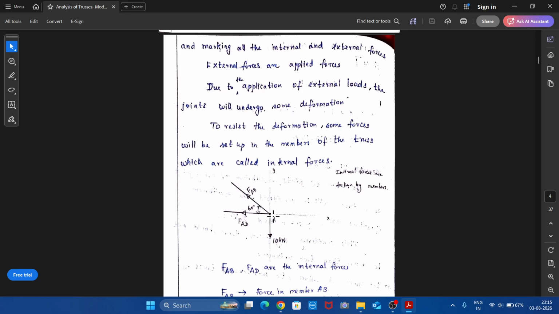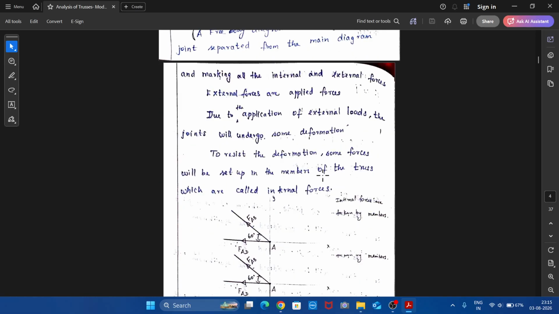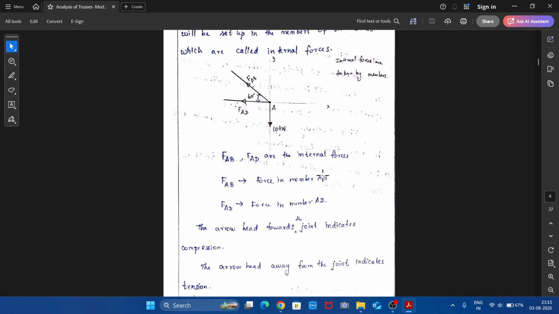We can easily remember like this: forces which leave a joint are considered as tensile forces and forces which act towards a joint are compressive forces. For unknown forces, it is better to assume tensile, so they should leave the joint. So we are assuming FAB as a tensile force. Similarly, FAD is also assumed as a tensile force. And the angle between these two is 60 degrees as per the given problem. We need to consider the equations of equilibrium at joint A.